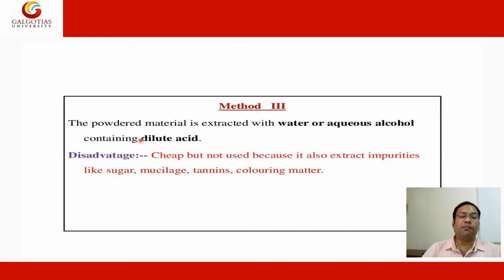Method 3: the powdered material is extracted with water or an aqueous solution containing dilute acid. Disadvantage: it is cheap but not used, because it also extracts impurities like sugar, mucilage, tannins and coloring matter.